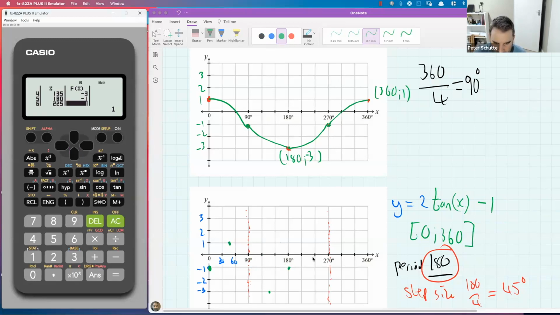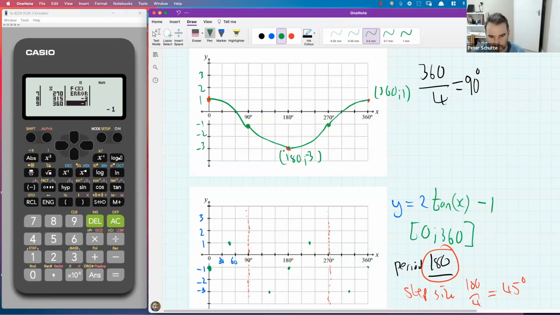225 is going to be, so that's 225 is going to be here, and that's going to be at 1. This is actually quite a sneaky one, but that's fine. You can kind of see what's going to happen here. And then 315 is going to be at minus 3, which is down here. And then 360 is going to be at minus 1, which is here.